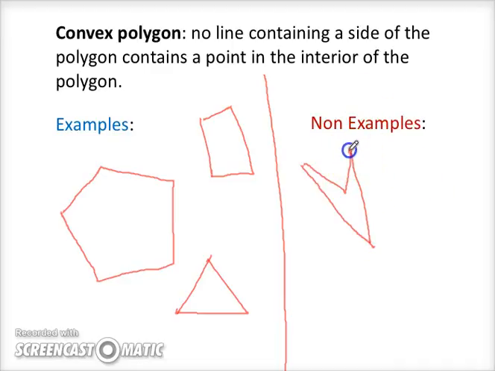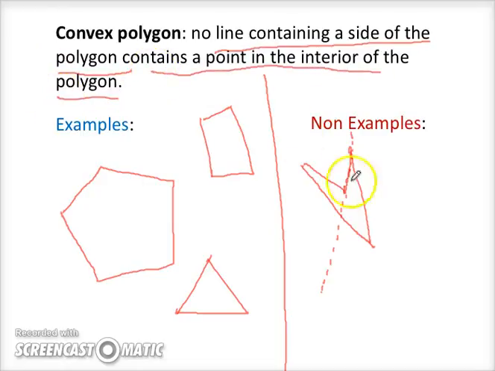In this figure, suppose we extended the line containing this segment. Now, the line containing a side of the polygon contains a point in the interior of the polygon. All of these points in the interior of the polygon are part of this line, and for a convex polygon, no line containing a side of the polygon can have points inside. So that disallows this from being a convex polygon.